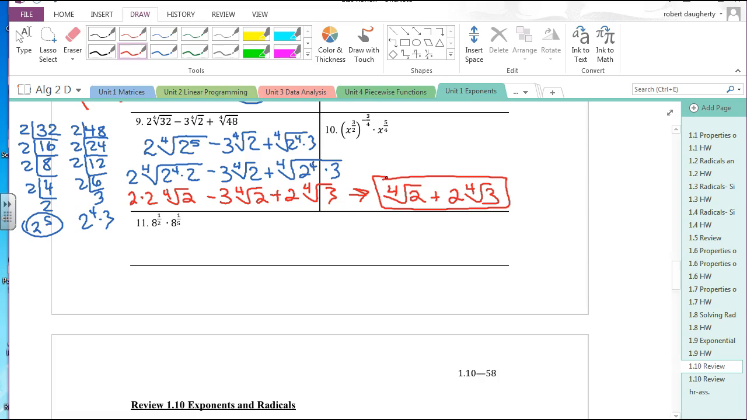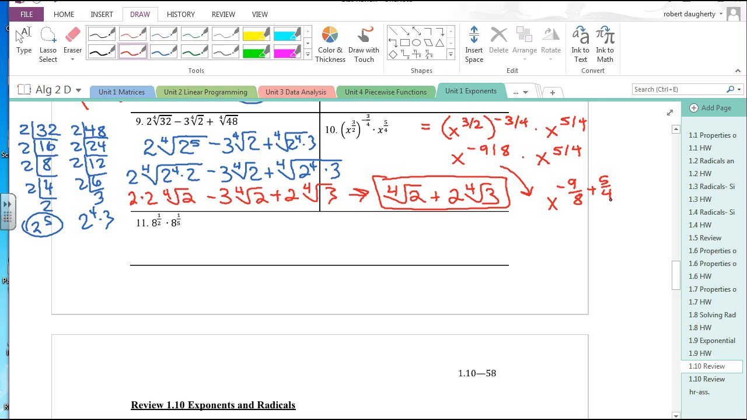X to the 3 halves to the minus 3 fourths times x to the 5 fourths. Why don't I just go ahead and multiply all of this out? So x to the 3 halves to the minus 3 fourths times x to the 5 fourths. So in the first expression, when I multiply this out, I get minus 9/8. So I get x to the minus 9/8 times x to the 5 fourths. I need to add these exponents. So that becomes x to the minus 9/8 plus 5 fourths.